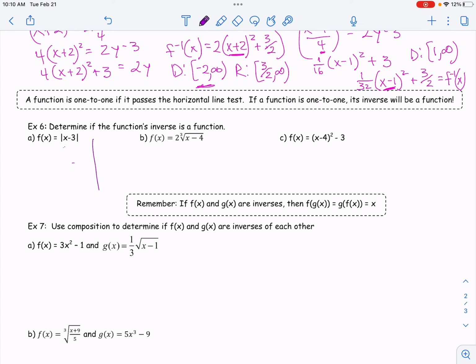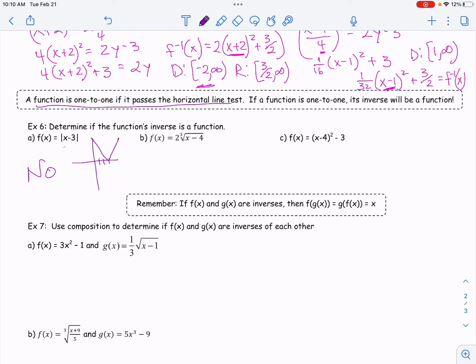Remember, absolute value looks like this. So if I go over 3, that's going to be the original. If I flip that and make my x's be my y's, it's going to be laying on its side, and it is not going to pass. The original passes the vertical line test, but when I switch it, it's not going to pass the horizontal. It says right there, if it passes the horizontal line test, then that means the function inverse is a function. This would be no.